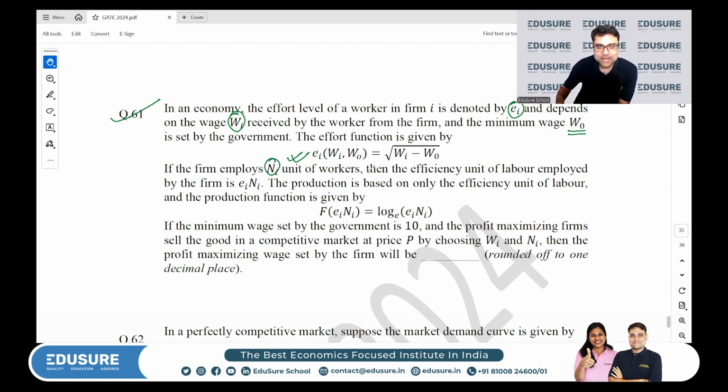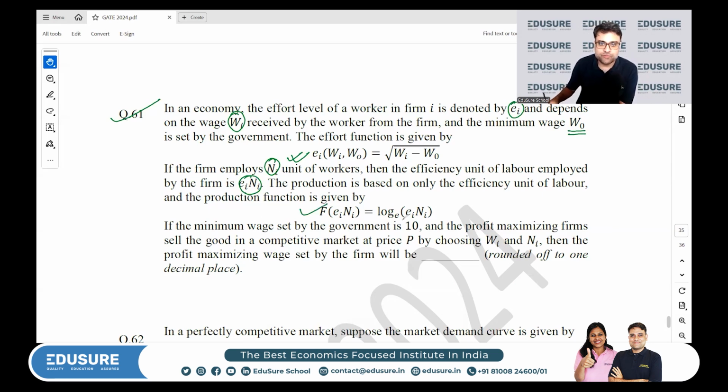Firm employs Ni units of workers, then the efficiency unit of labor employed is Ei into Ni. Ei is the effort of the worker. The production is based only on the efficiency unit of labor, and this production function is given as log Ei into Ni.